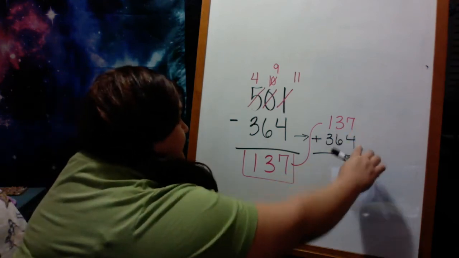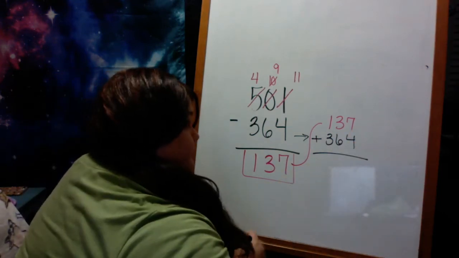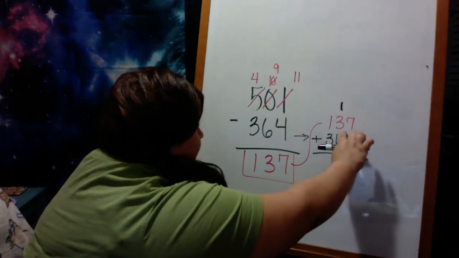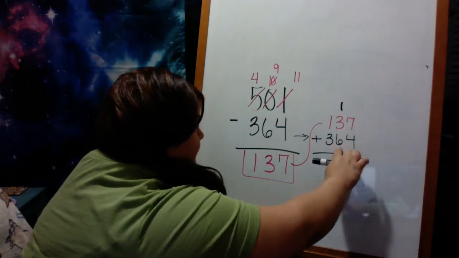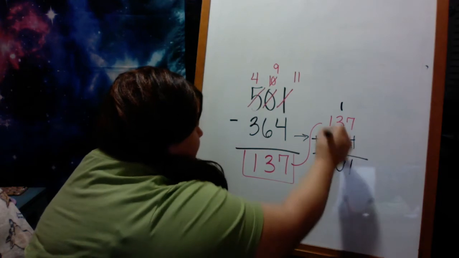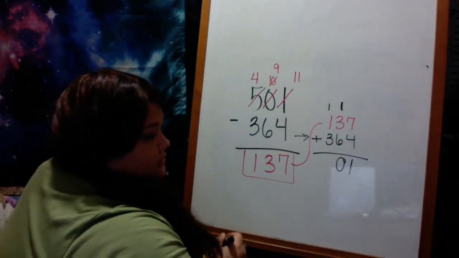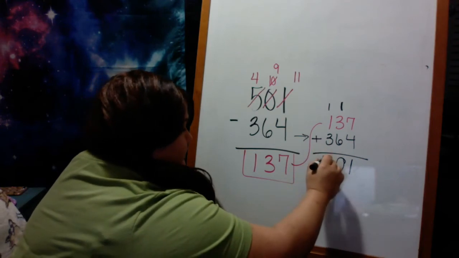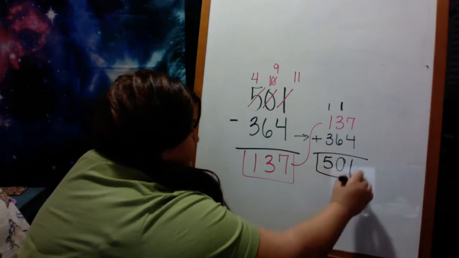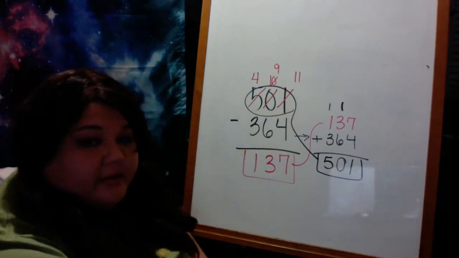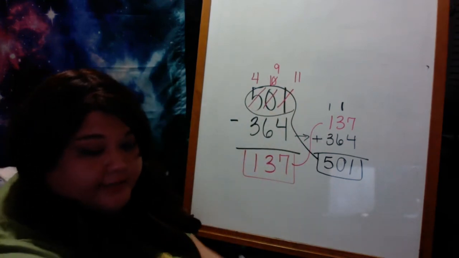So 7 plus 4 is 11. 1 plus 3 is 4. And 4 and 6 complete a 10th rainbow, makes 10. 1 and 1 is 2, and 2 plus 3 gives me 5. Do my numbers match up? Yes, they do. So I know my answer, 137, was correct.